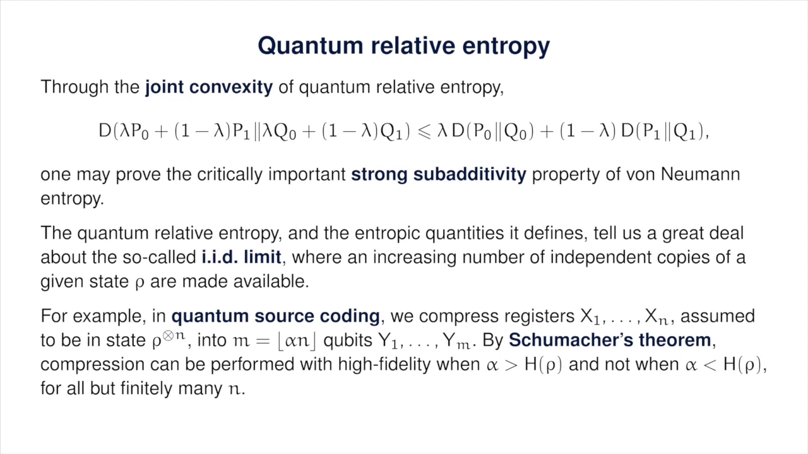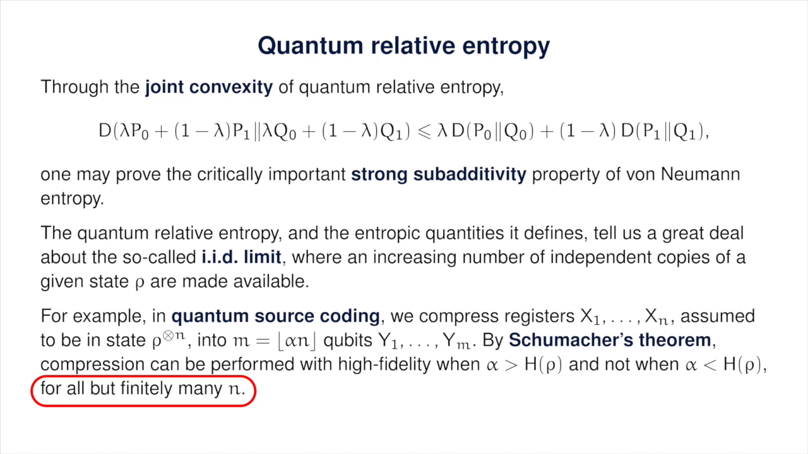Schumacher's theorem, which is essentially the quantum extension of Shannon's source coding theorem, tells us that a high-fidelity compression scheme is either possible or impossible, depending on how the code rate compares with the entropy of rho, for all but finitely many values of n, or, equivalently, for sufficiently large values of n. The key here is that the entropy is telling us about the possibility to compress and decompress with high fidelity in the limit as n goes to infinity. The theorem statement doesn't say anything at all about small values of n, and in particular, it says nothing at all about the case n equals 1.